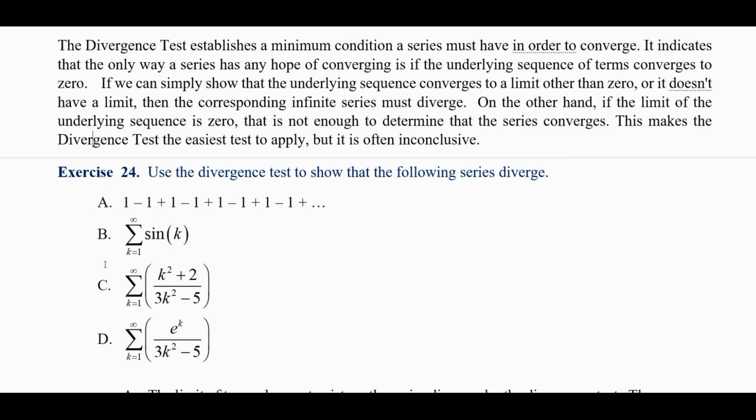So we can use the divergence test to show that the following series diverge. See if you can work out the details for these: 1, minus 1, plus 1, minus 1, plus 1, minus 1, plus 1, and so forth. Or the sum from k equals 1 to infinity of sine of k. Or the sum from k equals 1 to infinity of (k squared plus 2) over (3k squared minus 5). Or the sum from k equals 1 to infinity of e to the k over (3k squared minus 5).